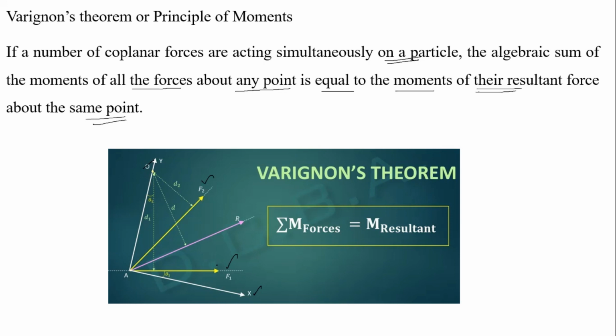Now, from this point we have to take moment. So, draw a line perpendicular to F1, draw a line perpendicular to F2, and draw a line perpendicular to the resultant, right? So, resultant R into its perpendicular distance d is equal to F1 into d1 plus F2 into d2, right? The sum of the moments of the forces is equal to the moment of the resultant, right?